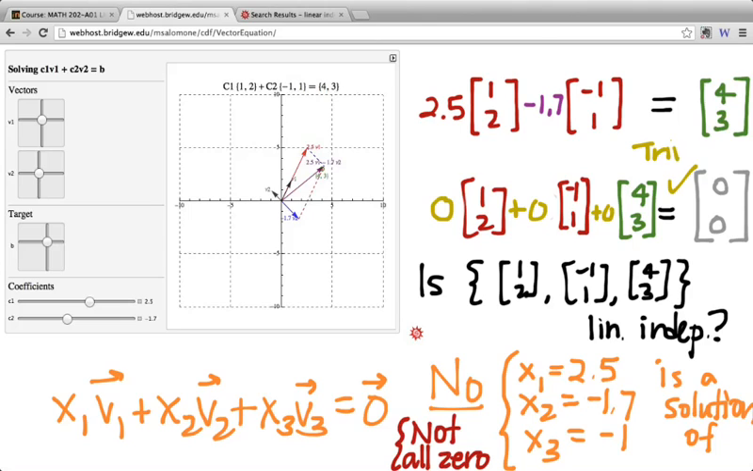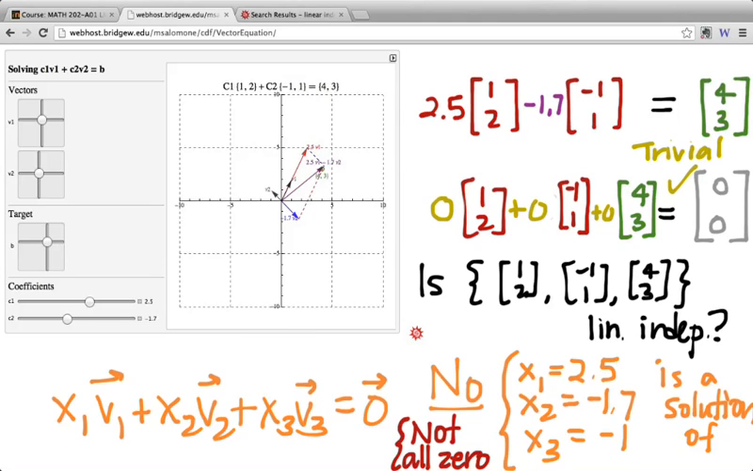But we call that the trivial solution, because it always works, it's not that interesting. So when there exists some other combination that works, then we call that non-trivial. So the trivial solution to this system always works.